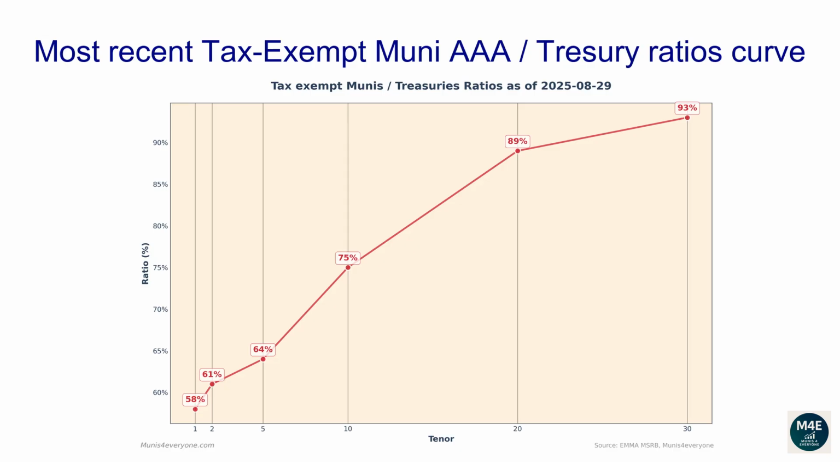The current one-year ratio is 58%. The 2 years ratio is 61%. The 5 years ratio is 64%. The 10 years ratio is 75%. The 20 years ratio is 89%. The 30 years ratio is 93%.